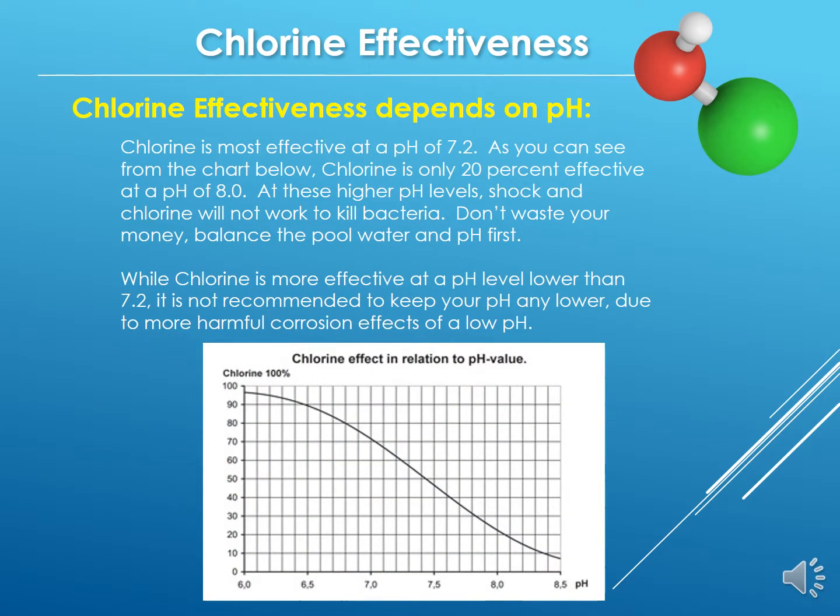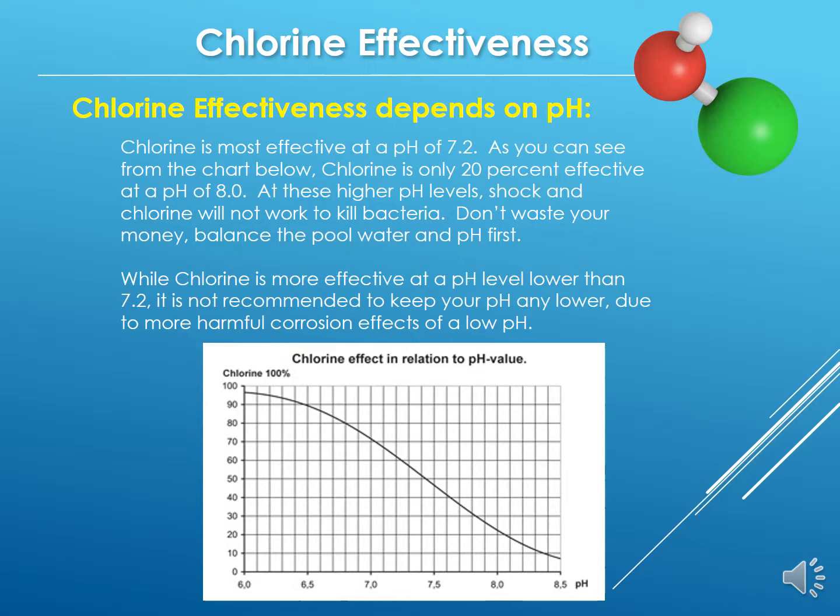Chlorine effectiveness depends highly on pH level. Now take a look at the chart at the bottom of this slide. Chlorine is most effective at a pH of 7.2. At that point, it is about 70% effective. If your pH level becomes high, like 8.0 or 8.5, your chlorine is only 10 to 20% effective. And basically at that level, you are wasting your money shocking the pool.